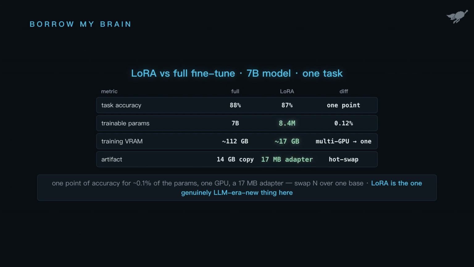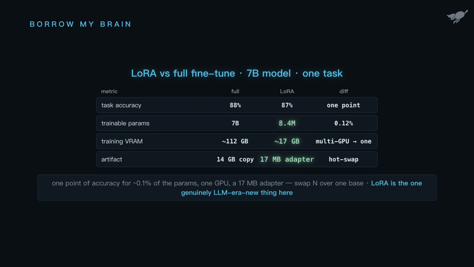You might ask. Train 1,000th of the parameters and get nearly the same result. How? There's a pretty elegant observation behind it. When you fine-tune for one task, the little change it makes to the weights is itself low rank. There just isn't that much information in it, so you don't need to move all the weights. A small, low-rank matrix is enough to express that change. LoRA just turns that observation directly into a tool.